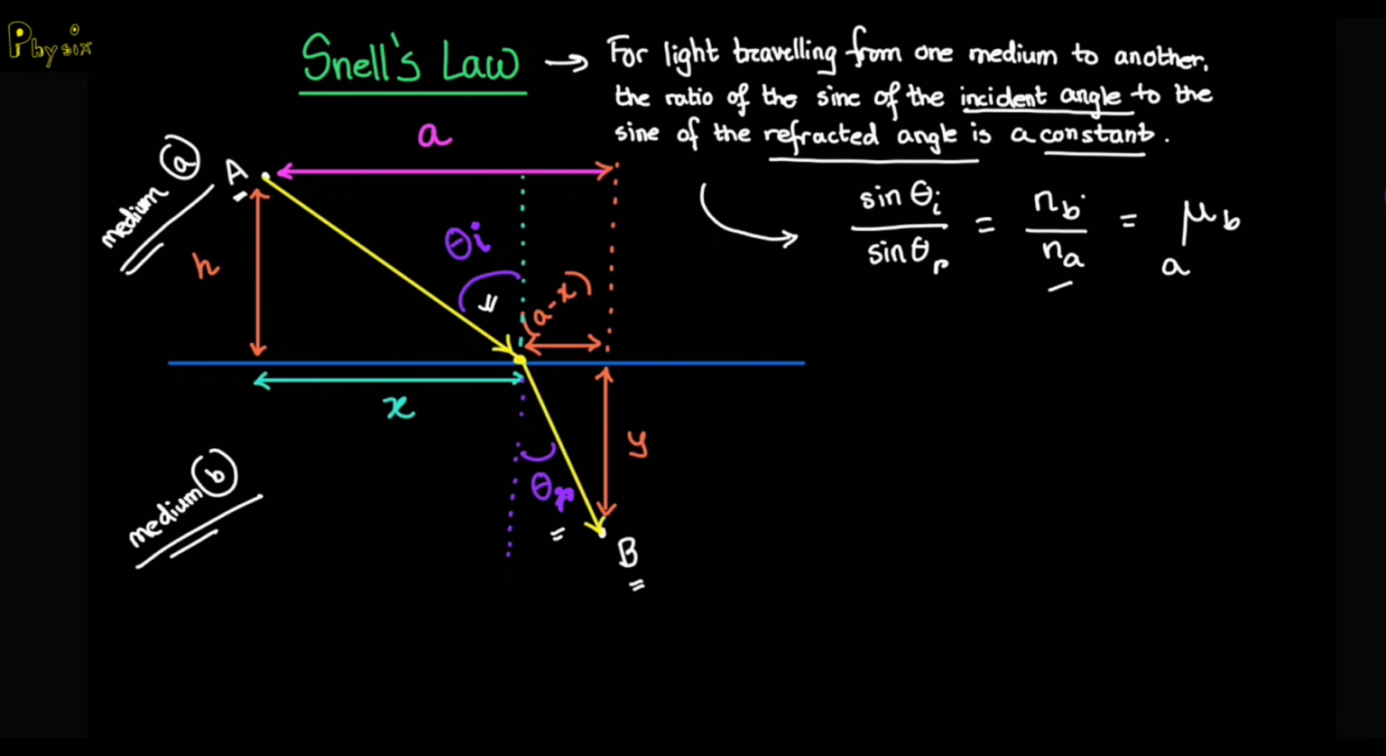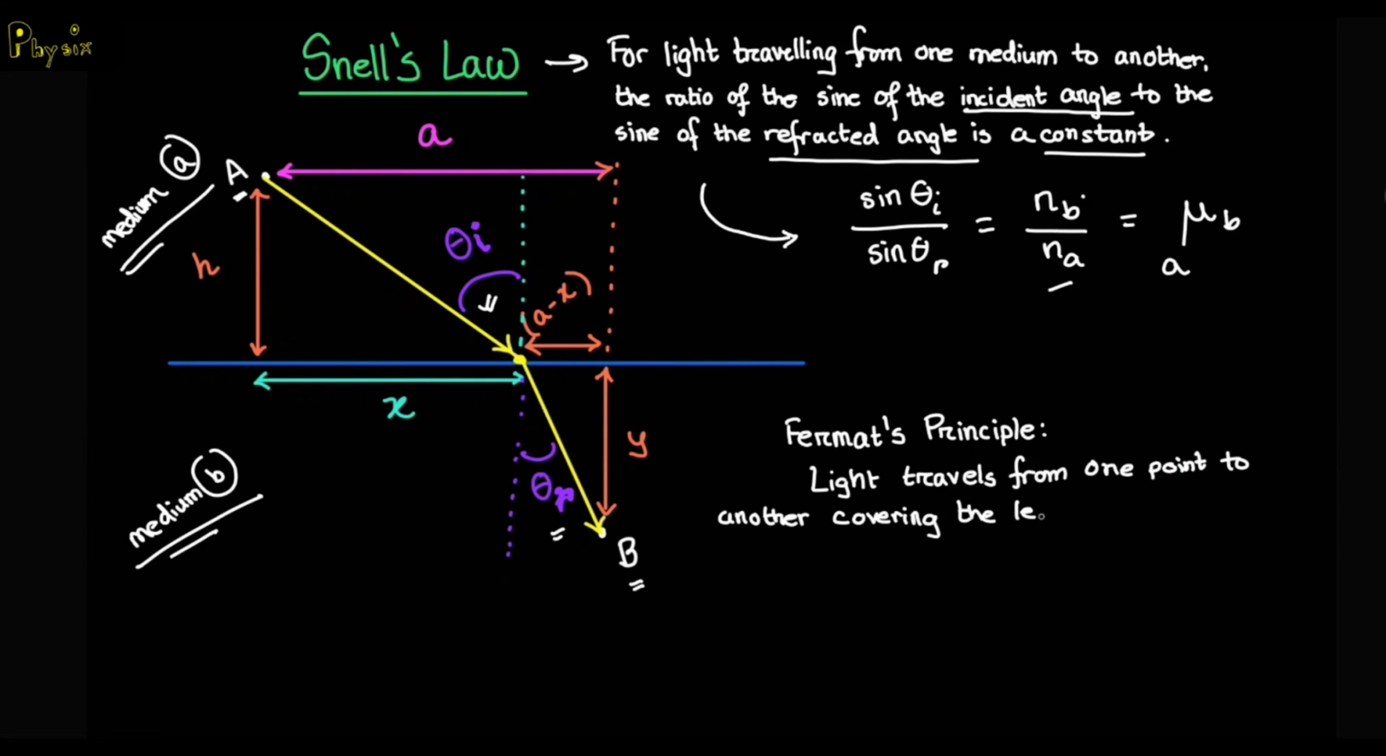Okay, for the derivation, we use the concept of Fermat's principle. What is Fermat's principle? Well, Fermat's principle states that light travels from one point to another, traversing the least distance in the least possible time. So, this is Fermat's principle, and we use this concept over here as we do the derivation.